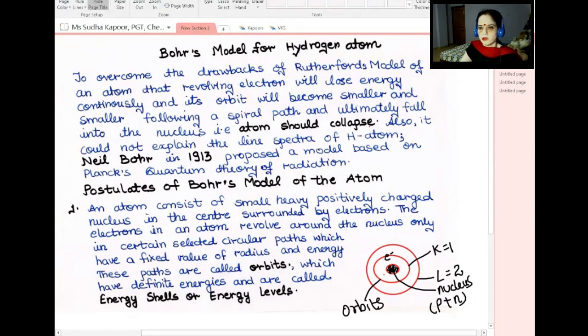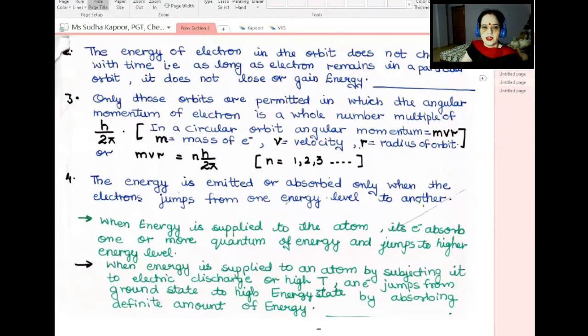Now we come to the second postulate of Bohr's model. The second point says the energy of the electron in the orbit does not change. That is why the electron does not follow a spiral path and does not fall to the center. That is, the atom is not going to collapse. So this point explains that the energy of the electron in the orbit does not change with time. As long as the electron remains in a particular orbit, it does not lose or gain energy. That is why a new term used for it is the stationary state.